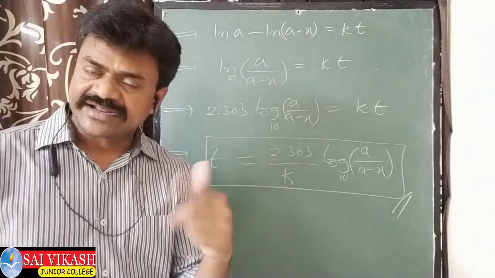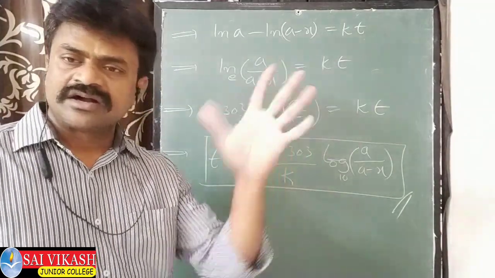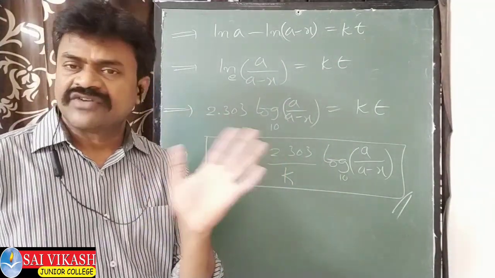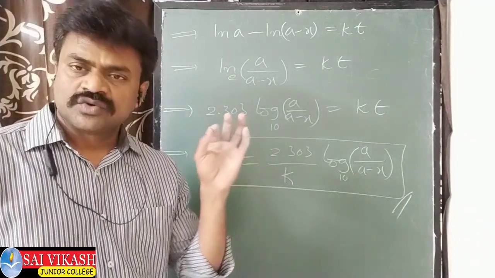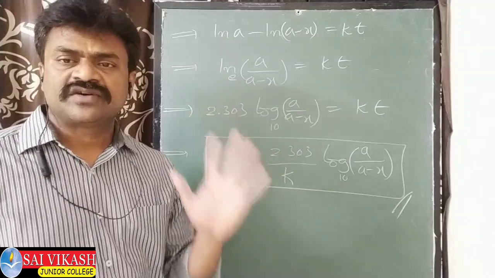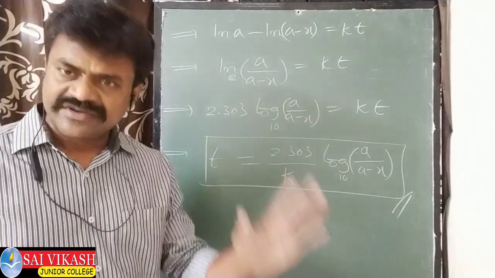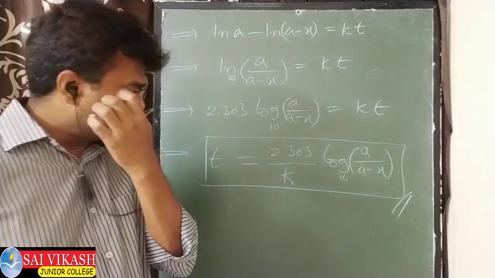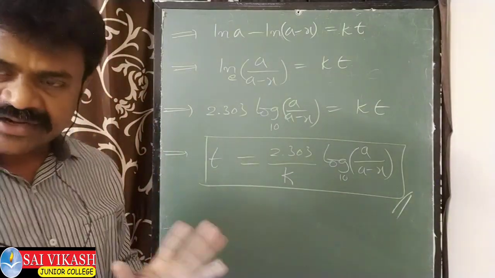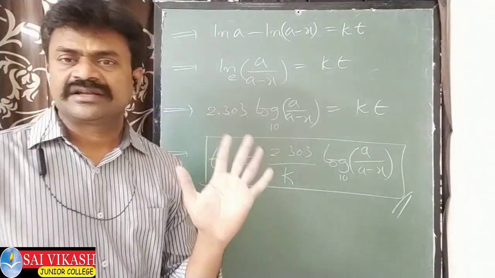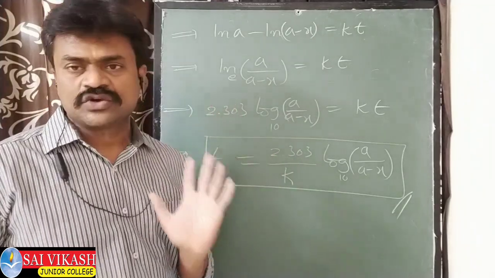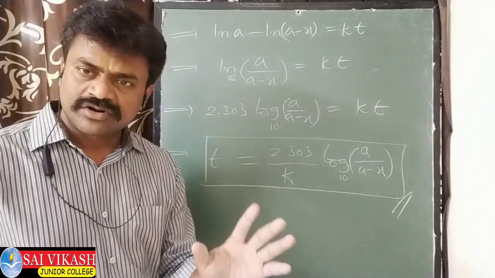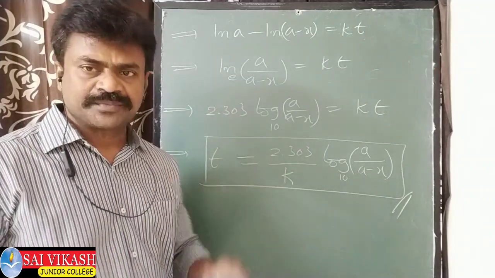Second order, third order, all order reactions are there, but questions are not given on second order and third order. So only zero order and first order you have to learn. I will give the integrated rate equations for the second order also. First order is the main one and next zero order. These two are the priority.